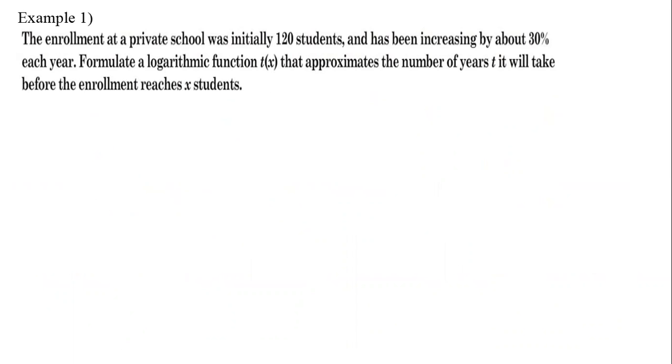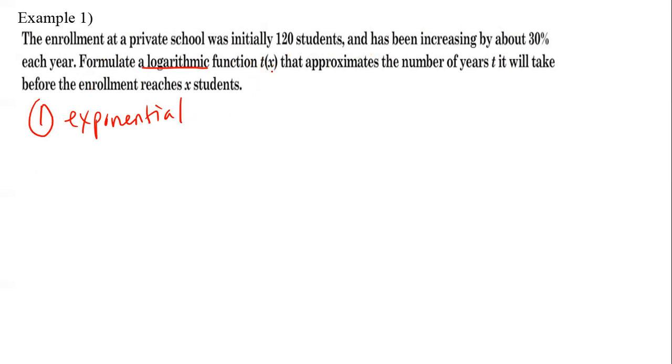Okay, so we have the enrollment at a private school was initially 120 students and has been increasing by 30% each year. Formulate a logarithmic function t of x that approximates the number of years t it will take before the enrollment reaches x students. All right, so step one, in order to get to the log, based on the information, we're gonna start with our exponential function.